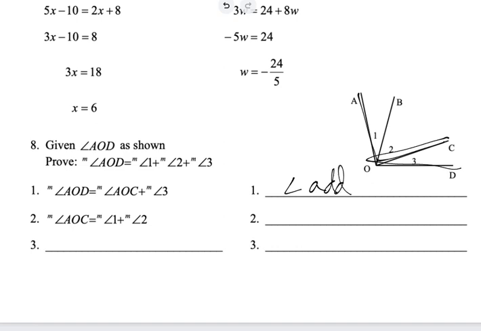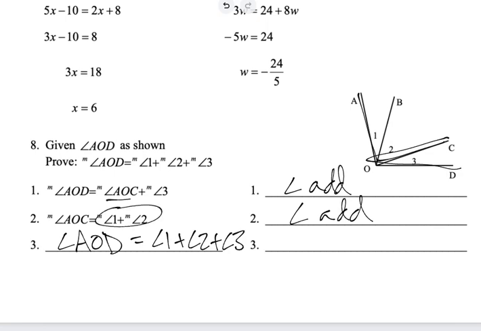Each line I'm supposed to explain, how do I know that? AOD is equal to AOC plus angle 3. That's just angle addition. Number 2, AOC equals angle 1 plus angle 2, also an angle addition. I'm trying to prove that the measure of angle AOD equals the measure of angle 1 plus the measure of angle 2 plus the measure of angle 3. And all I did there was replace this AOC with my 1 and 2. And that's a substitution.